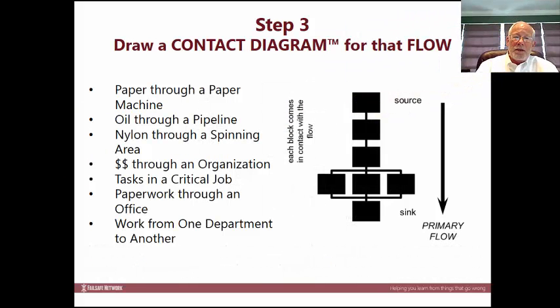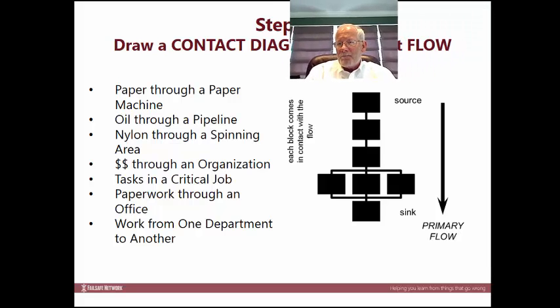For example, paper through a paper machine, oil through a pipeline, nylon through a spinning area. What actual elements come in contact with the nylon and with the oil and with the paper? Dollars through an organization. Who actually has their hands on the dollars as it's flowing through the organization? Tasks in a critical job, paperwork through an office, work from one department to another. What comes in contact with the primary flow through that area?